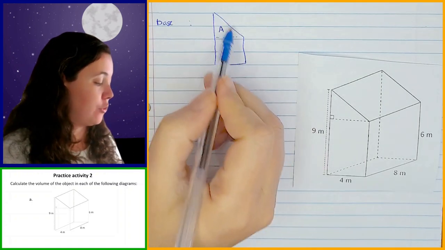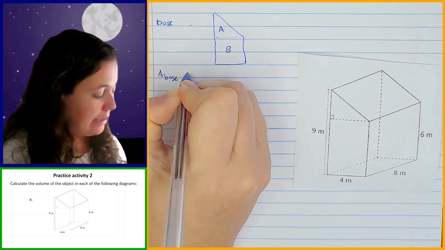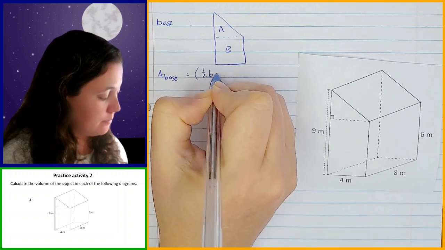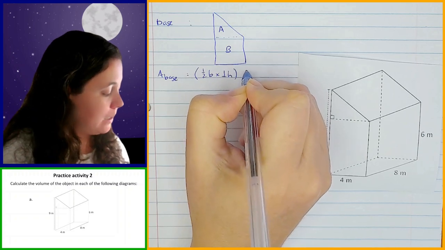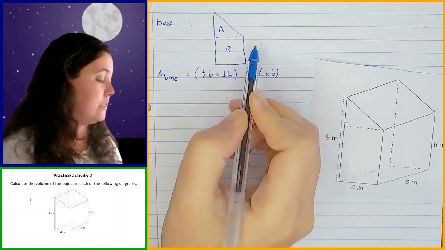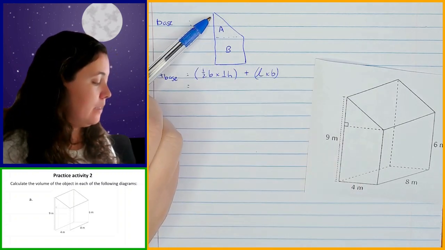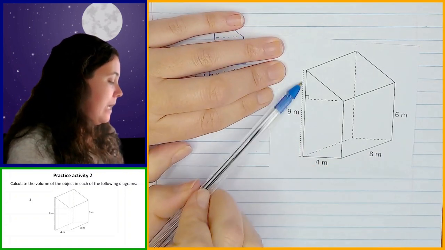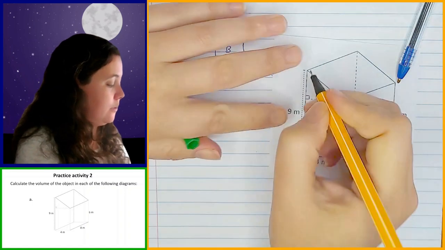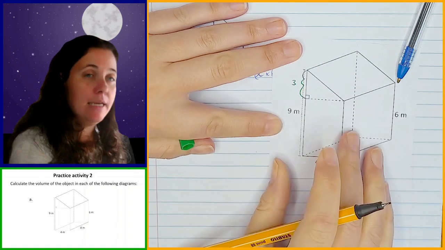So you can say I've got a triangle and a rectangle, so the area of the base is the area of a triangle plus the area of a rectangle. Okay, so that's the two pieces that make up the base. So then I've got over here for the triangle, you can see over here, if this is 9 meters and this is 6 meters, then that means that this height for my triangle is 9 minus 6, which is 3. Okay, so that's 3 meters.